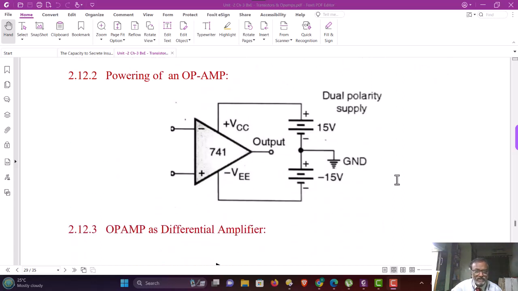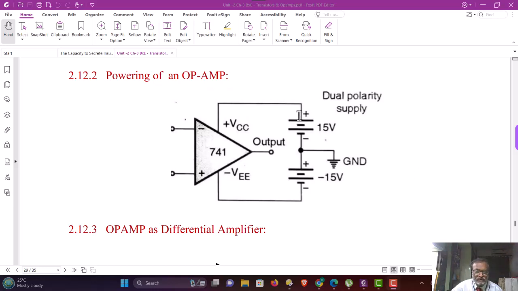Now let us see the powering of the operational amplifier. Normally the op-amp will be powered with dual power supply. One is the positive supply voltage VCC and the other is the negative supply VEE. Normally the supply voltage magnitude will range from 9 volt to 24 volt, whereas plus minus 12 volt and plus minus 15 volt are very common power supplies for powering the op-amp.